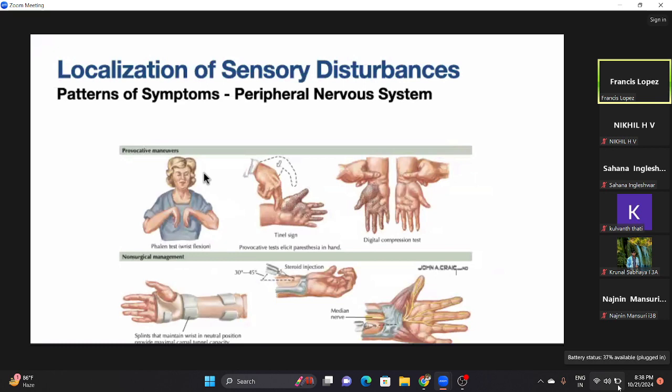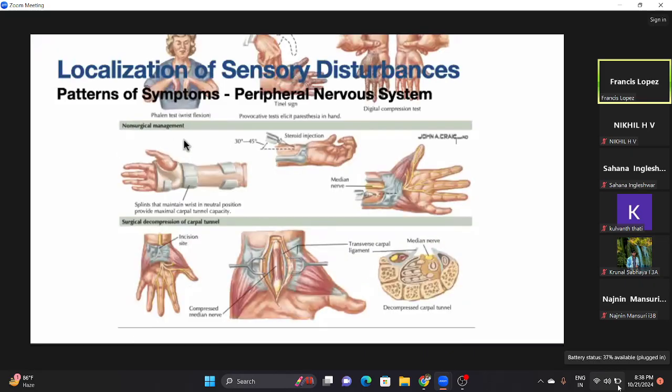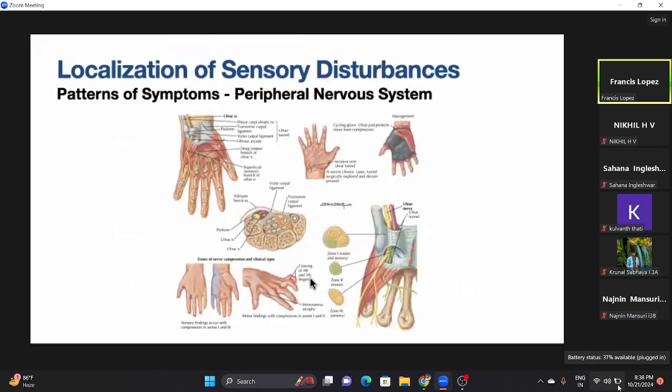So how do we assess this? We do provocative tests such as Phelan test, and we also can do Tinel sign. Digital compression test, you can do this, but again, sometimes carpal tunnel syndrome appears bilaterally. Non-surgical management will involve splinting and also steroid injection, while surgeons or orthopedic surgeons can do decompression of the carpal tunnel.